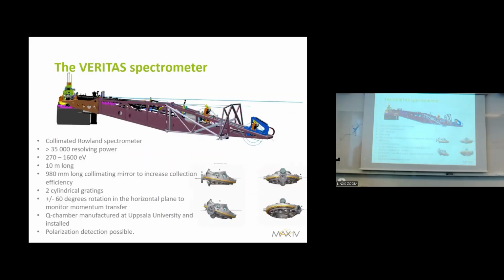So I'll look a little bit at the Veritas spectrometer. It's a collimated plane grating spectrometer. We did not go for variable line spacing gratings, because then you need to be able to turn the grating also. That adds another complexity. We decided to put the grating not like this, but like this. So this turns the light down.